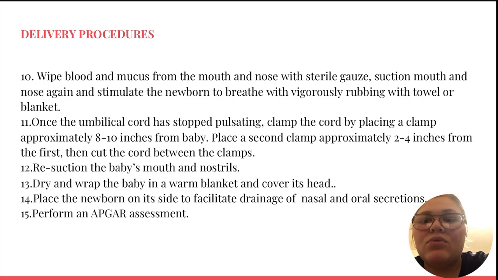Once the umbilical cord has stopped pulsating, we're going to clamp the cord by placing a clamp approximately 8 to 10 inches from the baby. Place a second clamp approximately 2 to 4 inches from the first, then cut the cord between the clamps. Now, do not cut or clamp a cord that is still pulsating. And do not tie, clamp, or cut an umbilical cord on a baby who is not breathing unless it's around the neck.